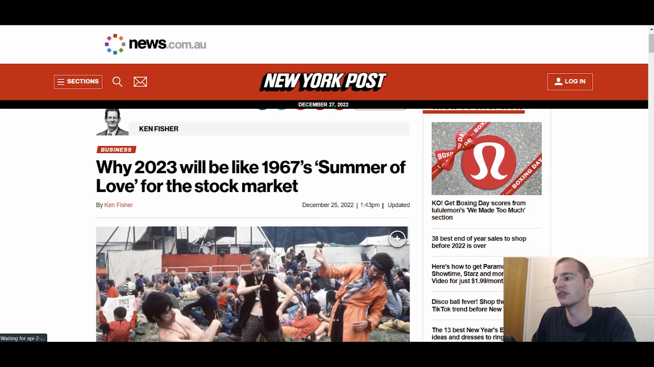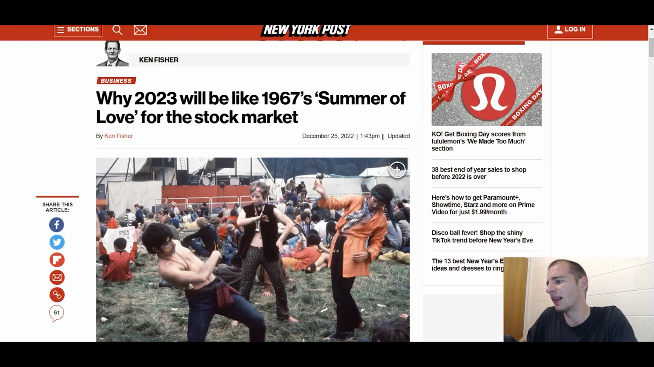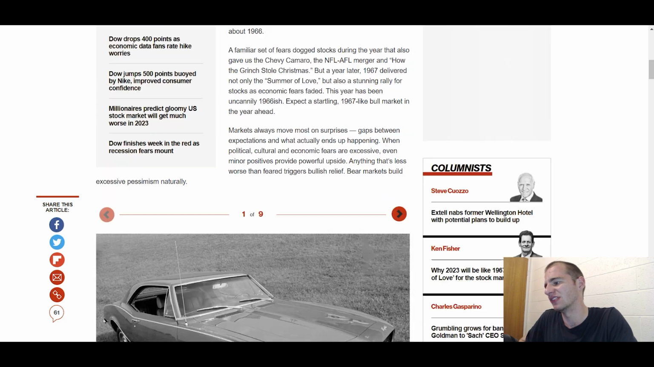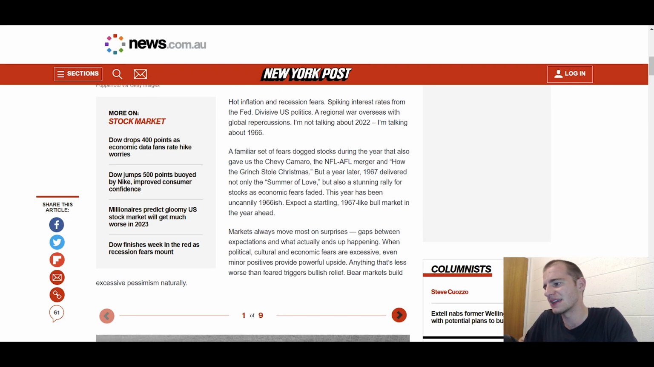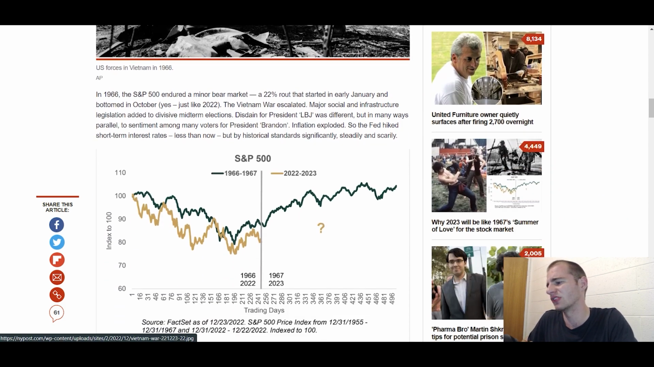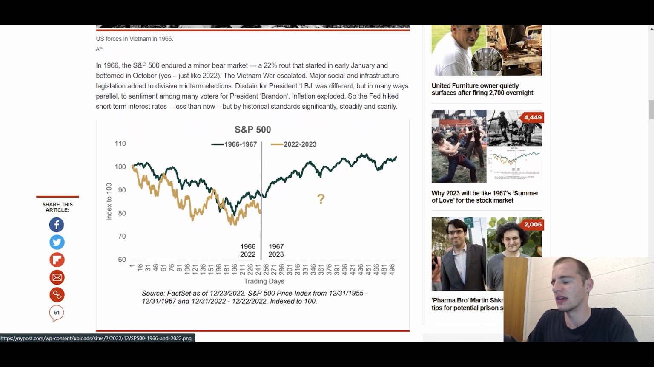Right, one of the arguments was posted in the New York Post recently by someone named Ken Fisher, who I think is a hedge fund manager in the USA. Essentially, he made a bunch of points here. I'm not going to go through the whole article, because I don't think it's necessarily important. But he made a bunch of points as to why 2023 will be like 1967. Essentially, the points he makes come back to the fact that we're in a similar situation to what we were in 1967. You can see the fractal there, not only in price action, which is quite clearly similar, but also in terms of the economy in general.